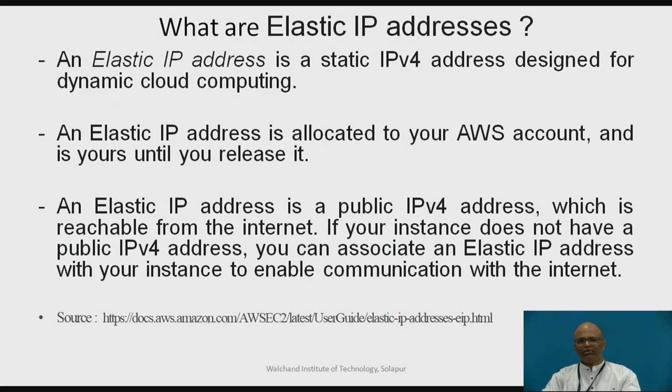Before going ahead, we will just look at what elastic IP addresses are. An elastic IP address is a static IPv4 address designed for dynamic cloud computing. An elastic IP address is allocated to your AWS account and is yours until you release it. So an elastic IP address is a public IPv4 address which is reachable from the internet. If your instance does not have a public IPv4 address, you can associate an elastic IP to your instance to enable communication with the internet.